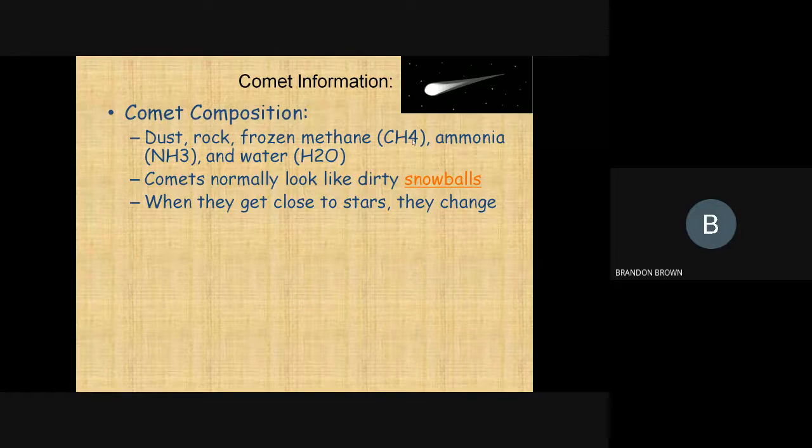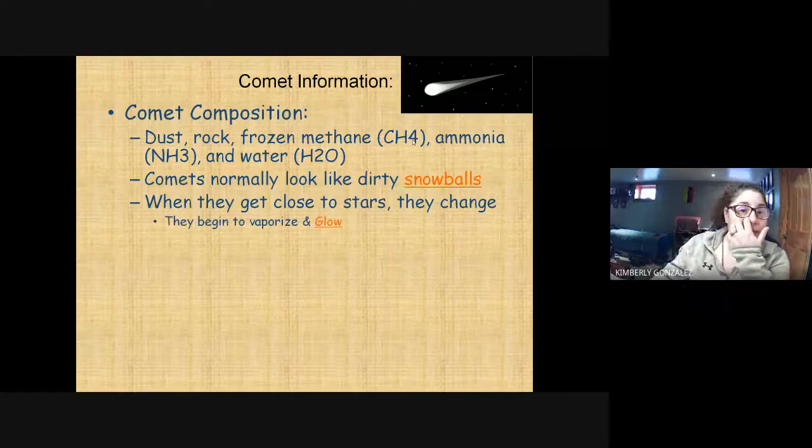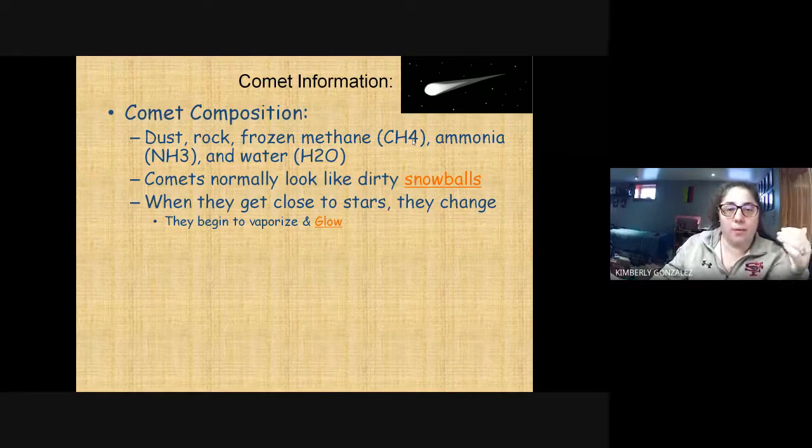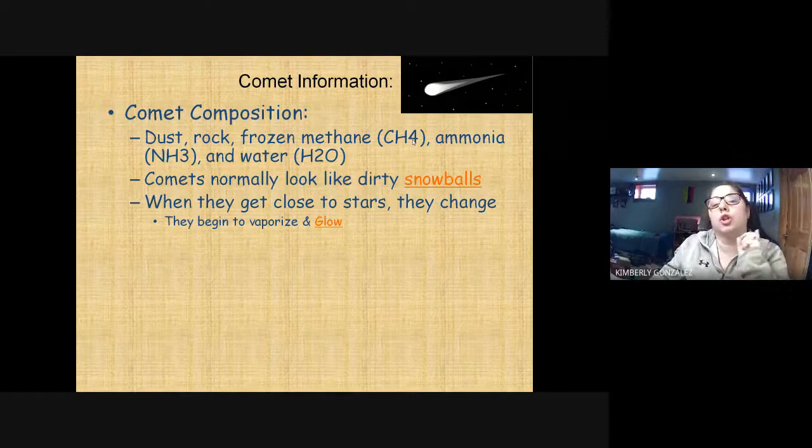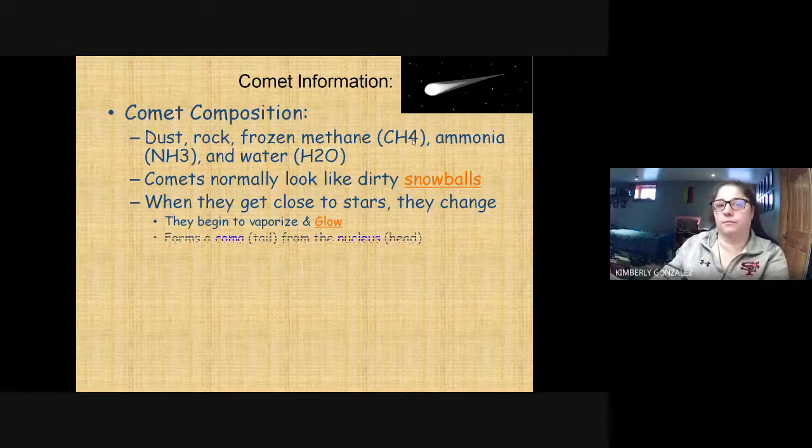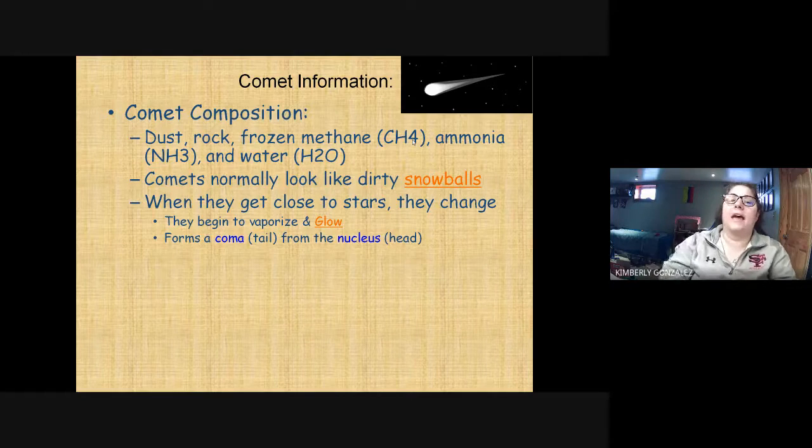It starts to melt. So it's the same thing here. But the difference is that when it melts or vaporizes, it starts to glow because you're heating it up so quickly. And that's when that tail or coma starts to form. All the tail is melted parts of the nucleus or the head.